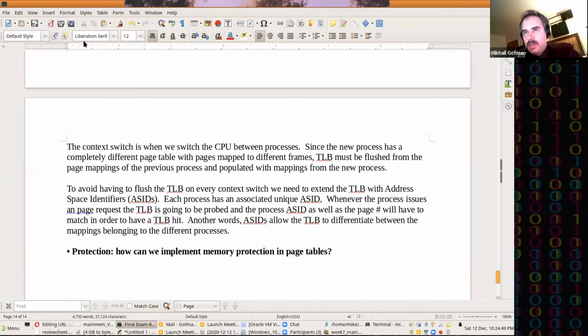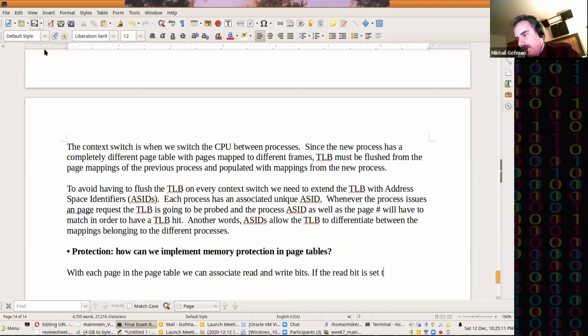With each page in the page table, we can associate read and write bits. If the read bit is set, then the page is readable. If the write bit is set, then the page is writable. Okay.